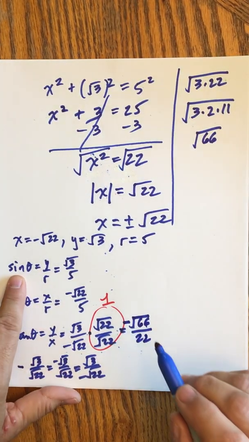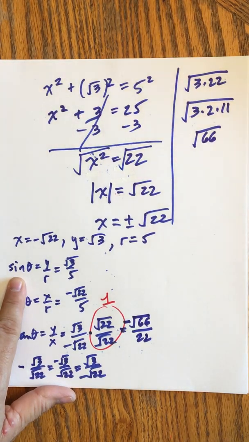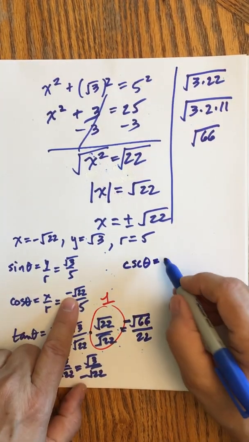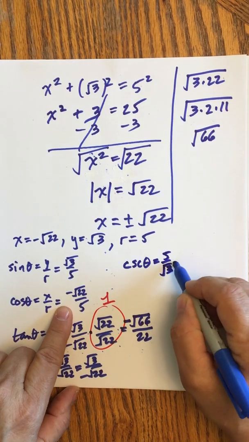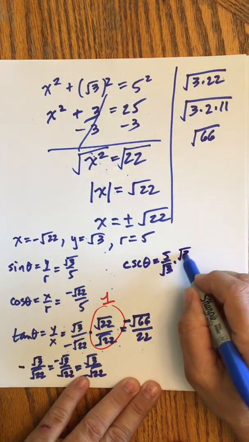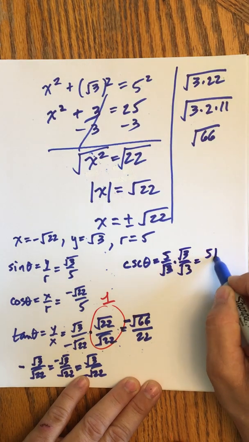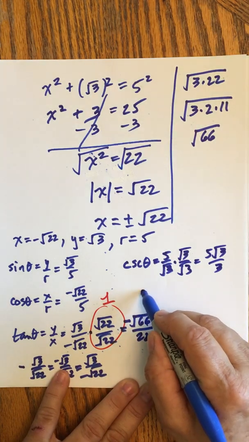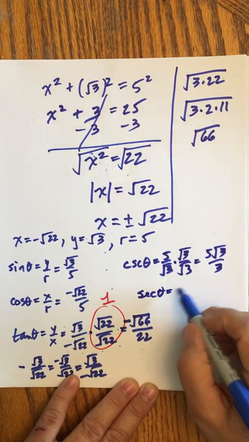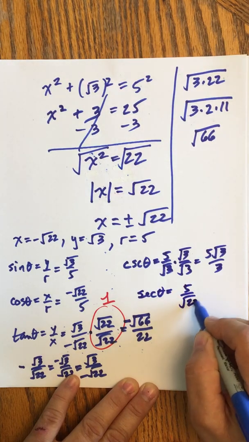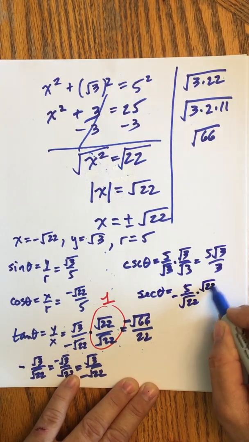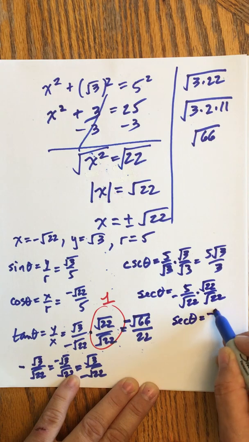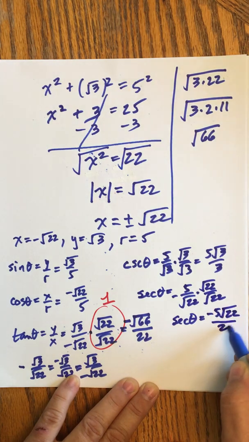So the reciprocal of sine is, pause, it's what? And you should say cosecant of theta. And then you're going to take the reciprocal of these, so you're going to have 5 over square root 3, but remember, you got to rationalize, so you're going to have square root 3 over square root 3. So you're going to have 5 square root 3 over 3. And then here, the reciprocal of cosine is secant. So that's going to be 5 over square root 22, and it's negative. You're going to multiply by square root 22 over square root 22. So secant theta is equal to negative 5 square root 22 all over 22.